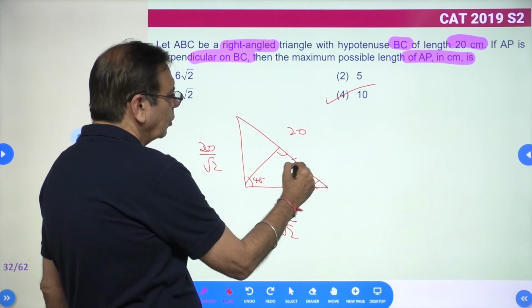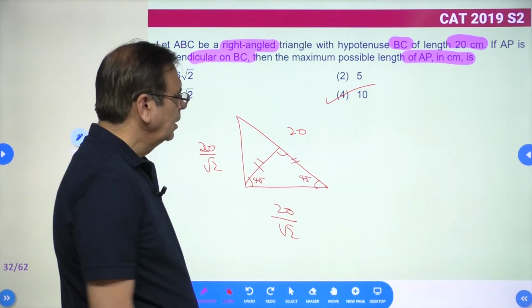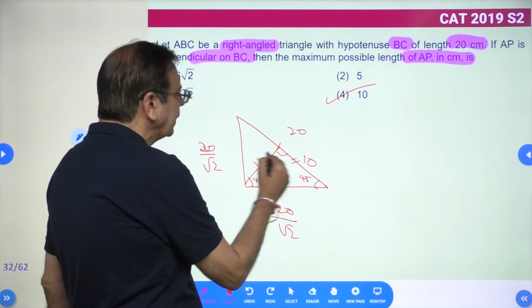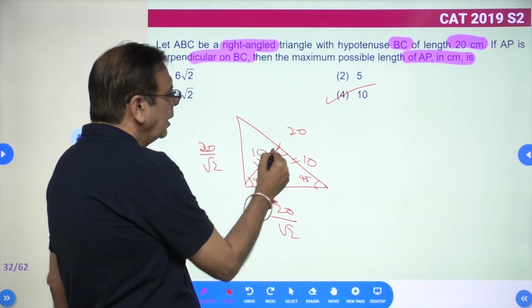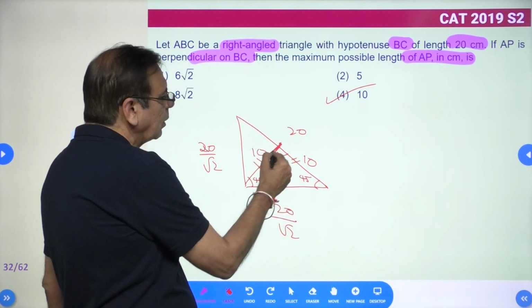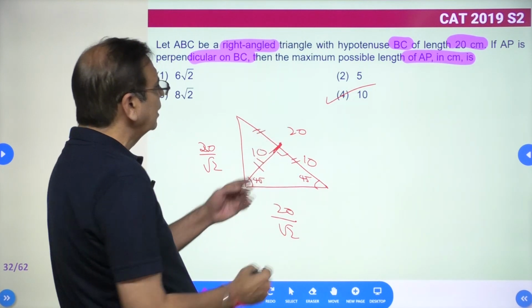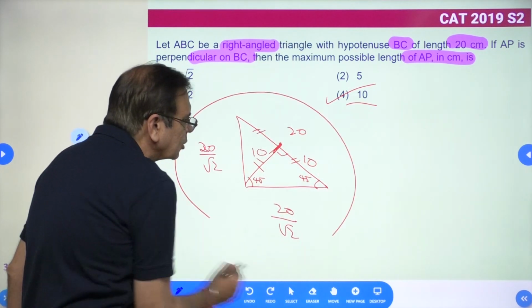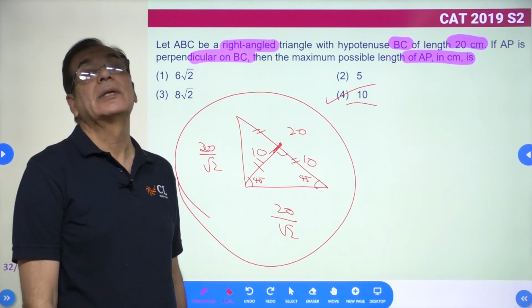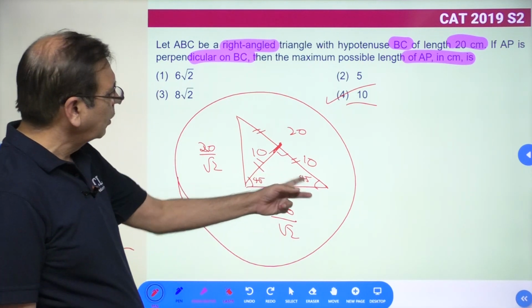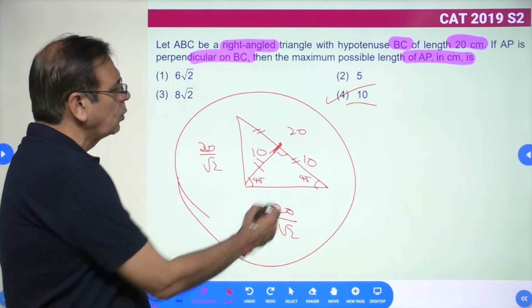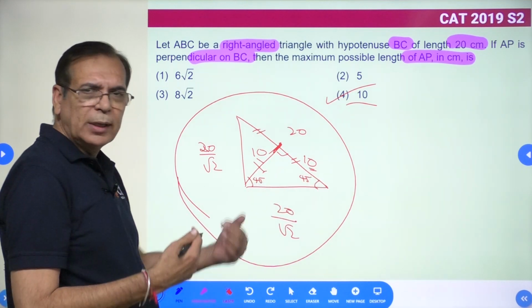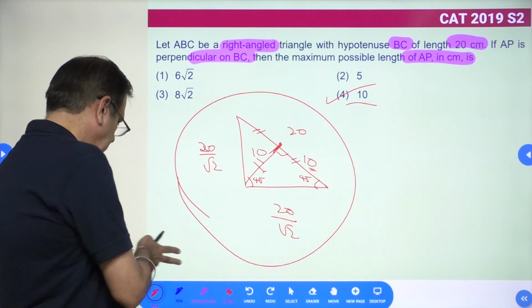So won't these two sides be equal? So if this is 20, this will be 10 and this will be 10. Why? Because for the maxima, this will meet at the midpoint only. So if this is 10, this is 10, this should be the answer. The whole show we did earlier, we should not have done that. Straight away we should have said 45, 45. These two sides will be equal. So if this is 10, this is also equal to 10. Move on to the next question.